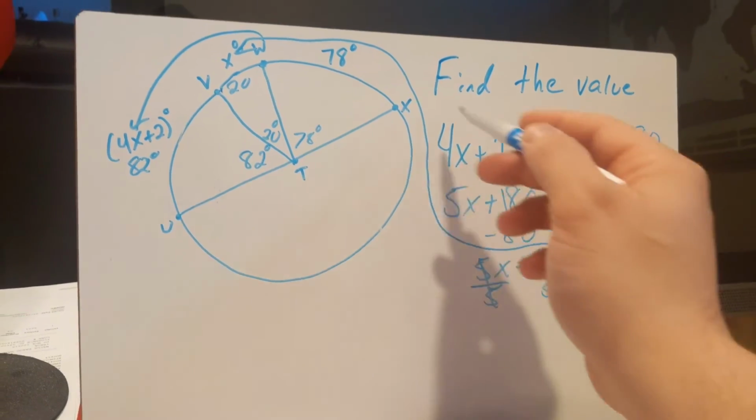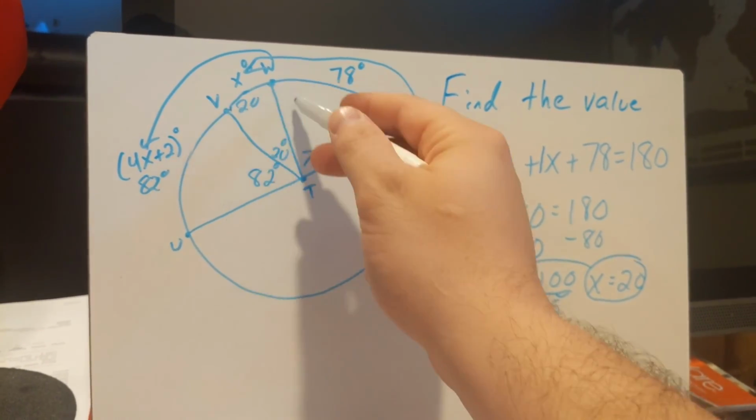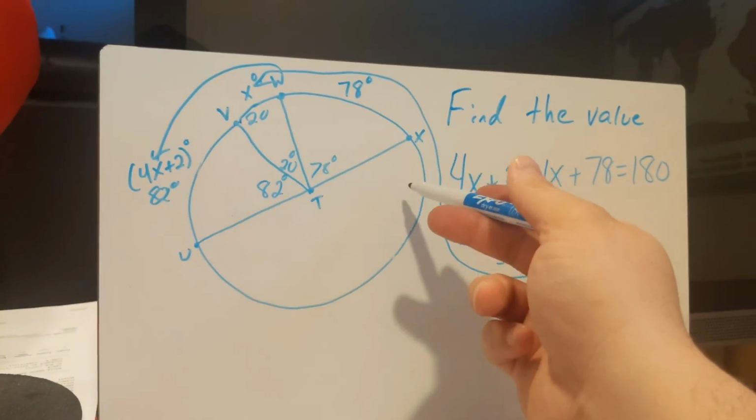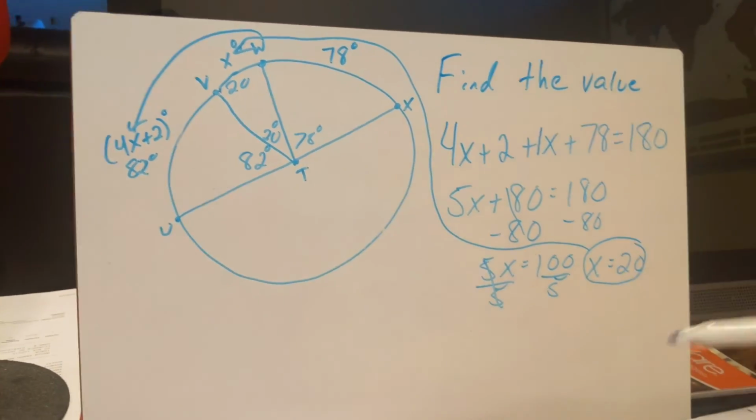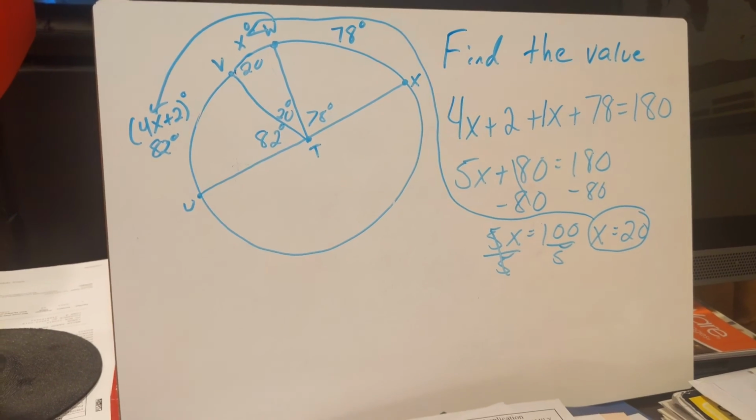Now if they want to know what the arc of VW is, it's 20 when you plug it back in, or the arc of UV is 82 when you plug it back in. But in this case, they just want you to find what x equals.